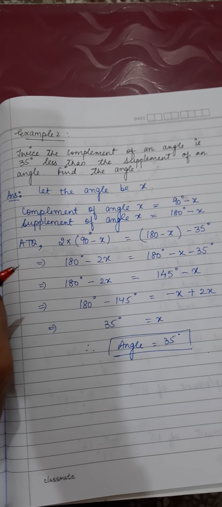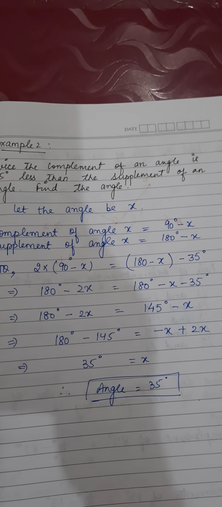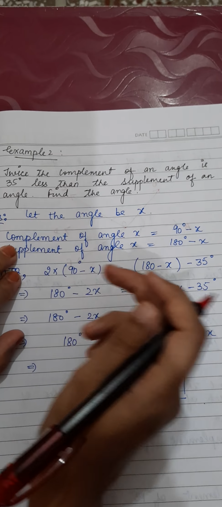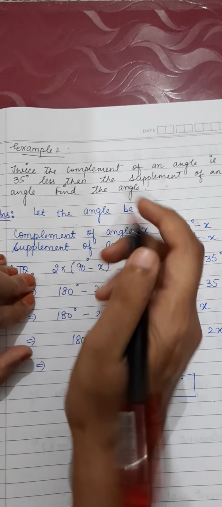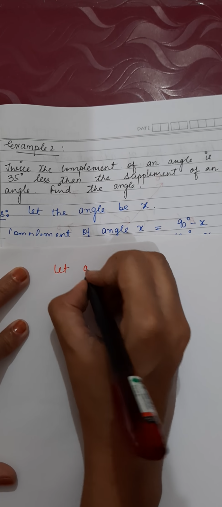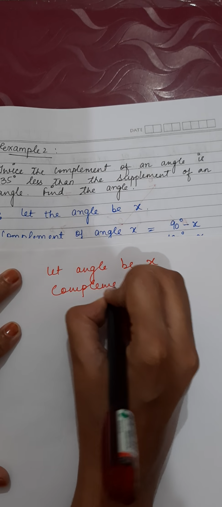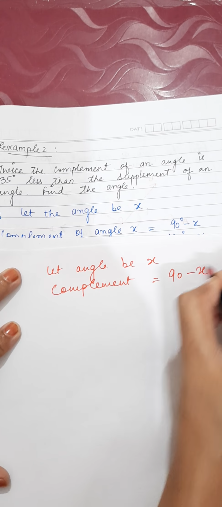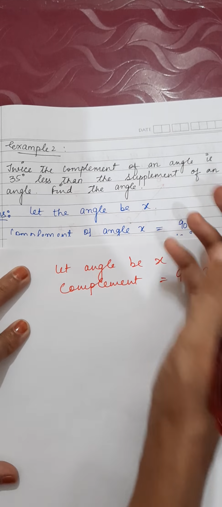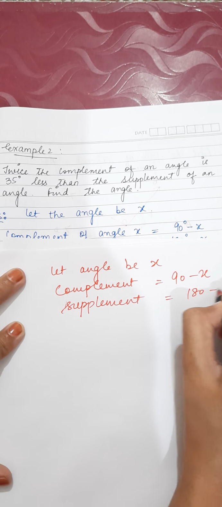Okay. Now example number 2 is also very easy. You just have to see what is the complement, what is the supplement. Go word by word, make the equation and then solve it. Twice the complement of an angle, and we don't know the angle, so let the angle be x. Then what is the complement of this angle? 90 minus x. And less than the supplement. Supplement is also asked. So supplement means 180 minus x. Okay, so now let us start.